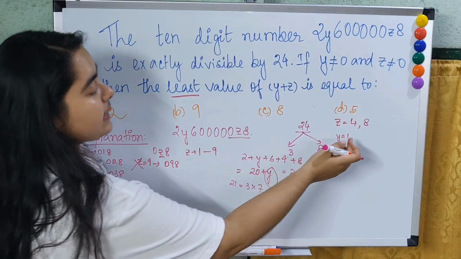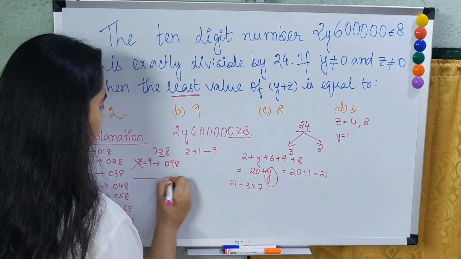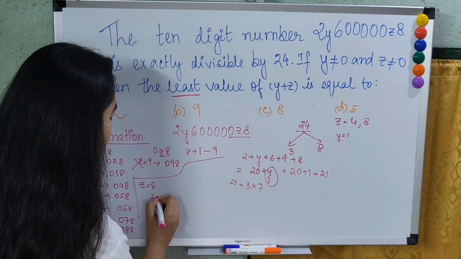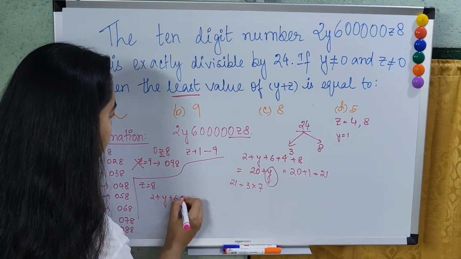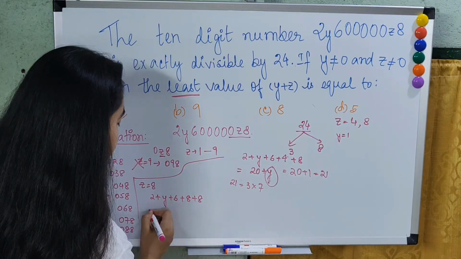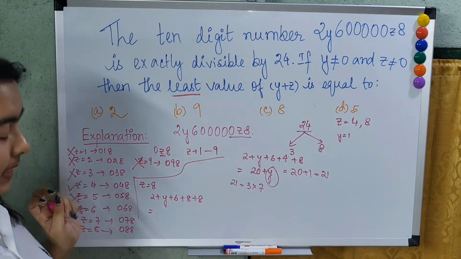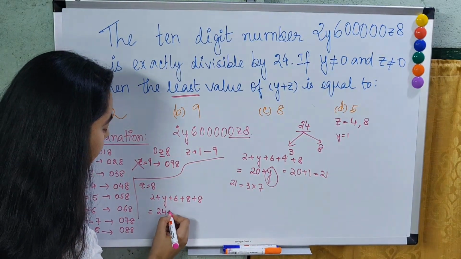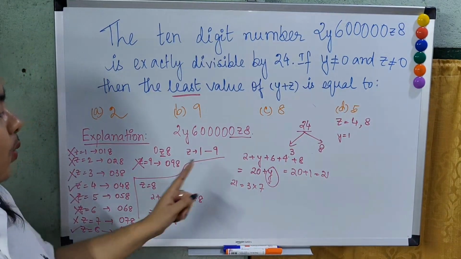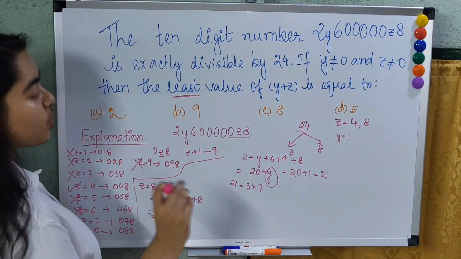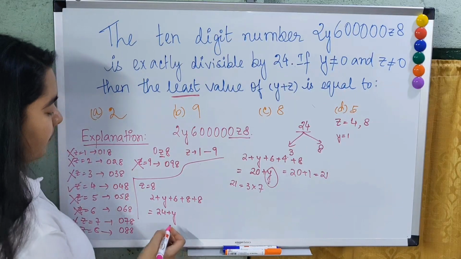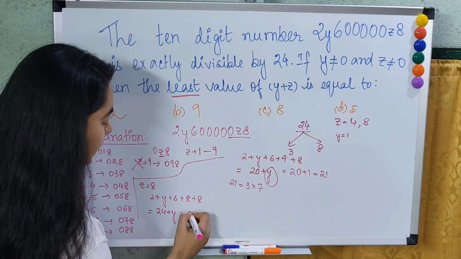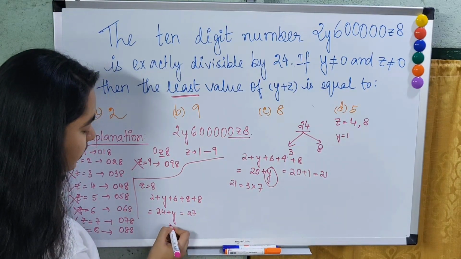Now what happens if we take z as 8? If we take z equal to 8, this is 2 plus y plus 6 plus 8 plus 8. 8 plus 8 gives us 16, 16 plus 6 gives us 22, and 2 more gives 24, so this is 24 plus y. Now what is the least value of y such that it is divisible by 3? Now 24 is divisible by 3, so next, if y is 3, it becomes 27.